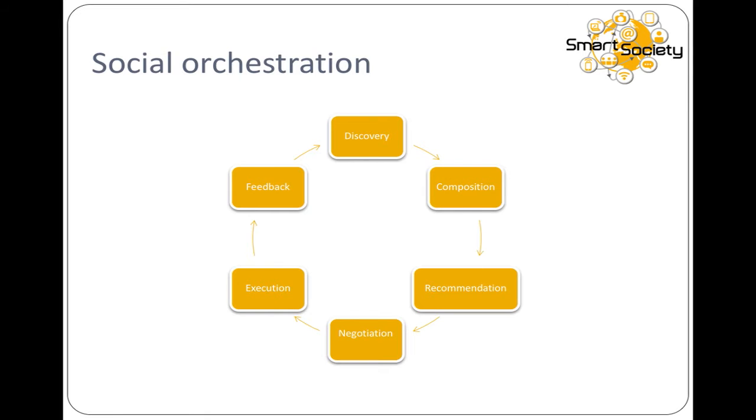Execution follows this negotiation, and this is when the actual task is executed in the physical world in cooperation with an online system that will track the status of this execution. And finally, the peers can provide feedback to the system that will aid future orchestrations, for example, by learning more about the peers' preferences and composing more relevant tasks in the future.